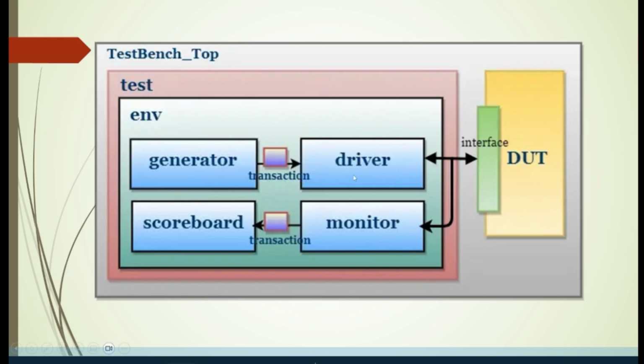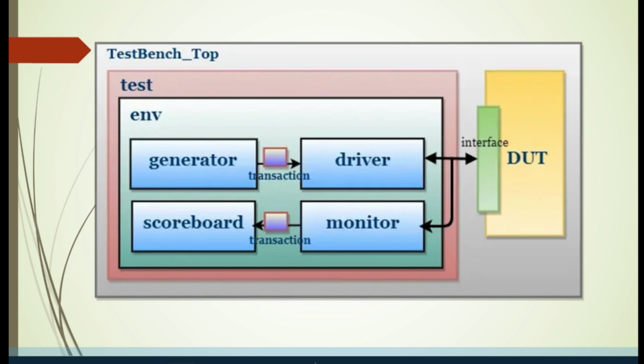Now coming to the driver component. Now what should the driver consist of? It needs to have transaction, and then it needs to get the transaction from generator. So it needs to have mailbox. And along with it, it needs to have interface. Okay, I have explained interface clearly here, but interface by nature is static in nature. But if you see the generator, driver, monitor, scoreboard, these all are OOPs components.